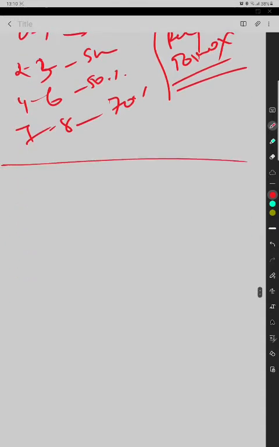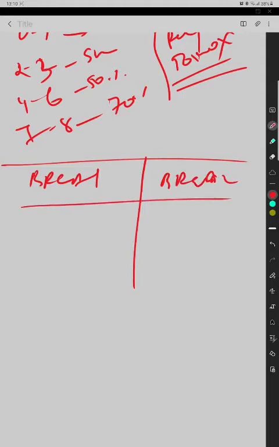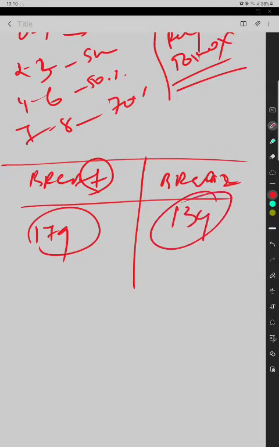Then we will see about BRCA1 and BRCA2. BRCA1 and BRCA2: it's going to be 17q for BRCA1, and for BRCA2 the next number is going to be 13q. It's only q here, it's not p.